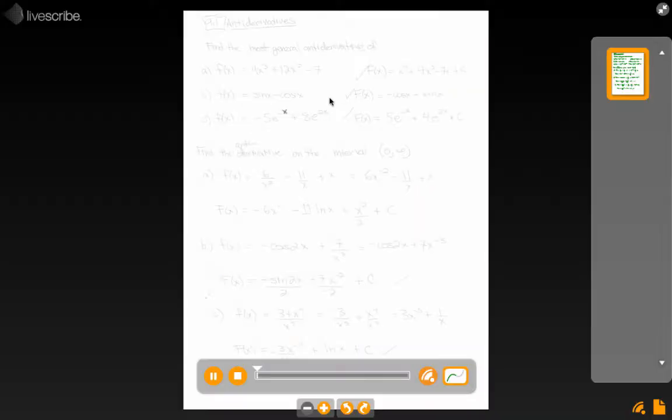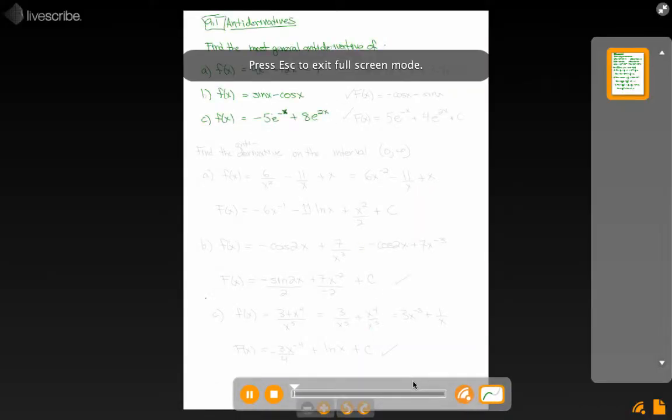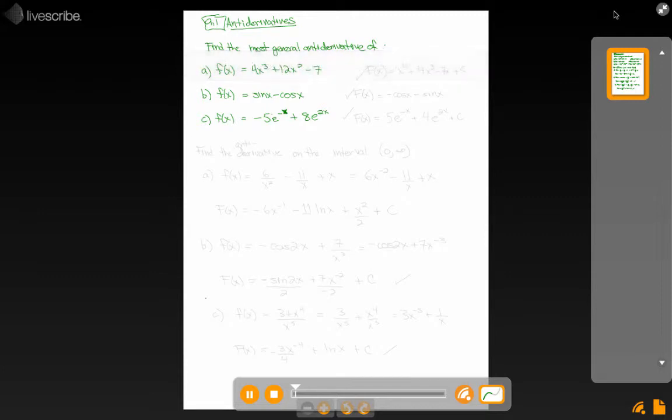This comes out of section 9.1, antiderivatives. Okay, so here's three, working their way probably from the easiest to the most difficult. First one is a straight polynomial. The derivative is 4x cubed plus 12x squared minus 7, so the antiderivative is going to be x to the 4 plus 4x cubed minus 7x plus a constant.